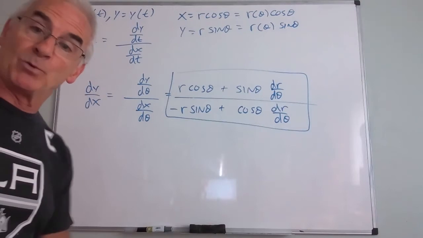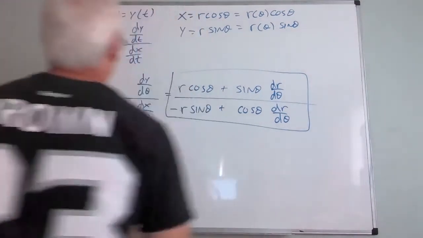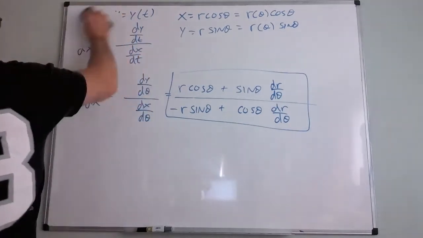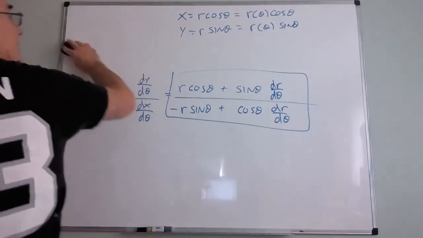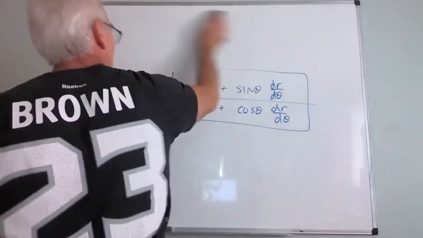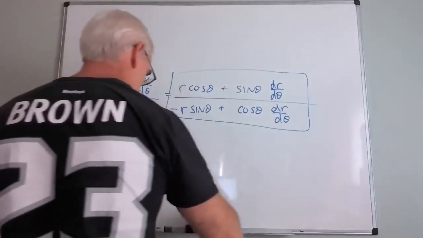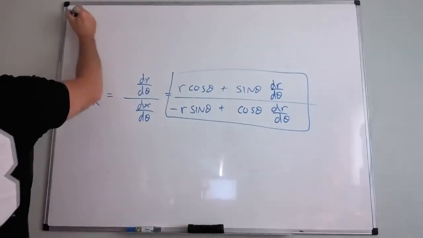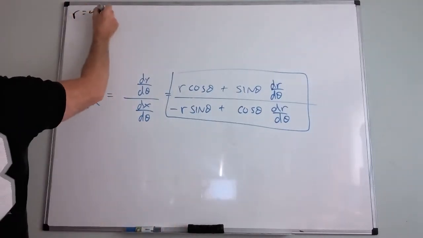So let's do some simple ones. Let's start with the circle that we did, because I think it's really easy to conceptualize that one. We did a circle a little while ago, r equals 4 cos theta.